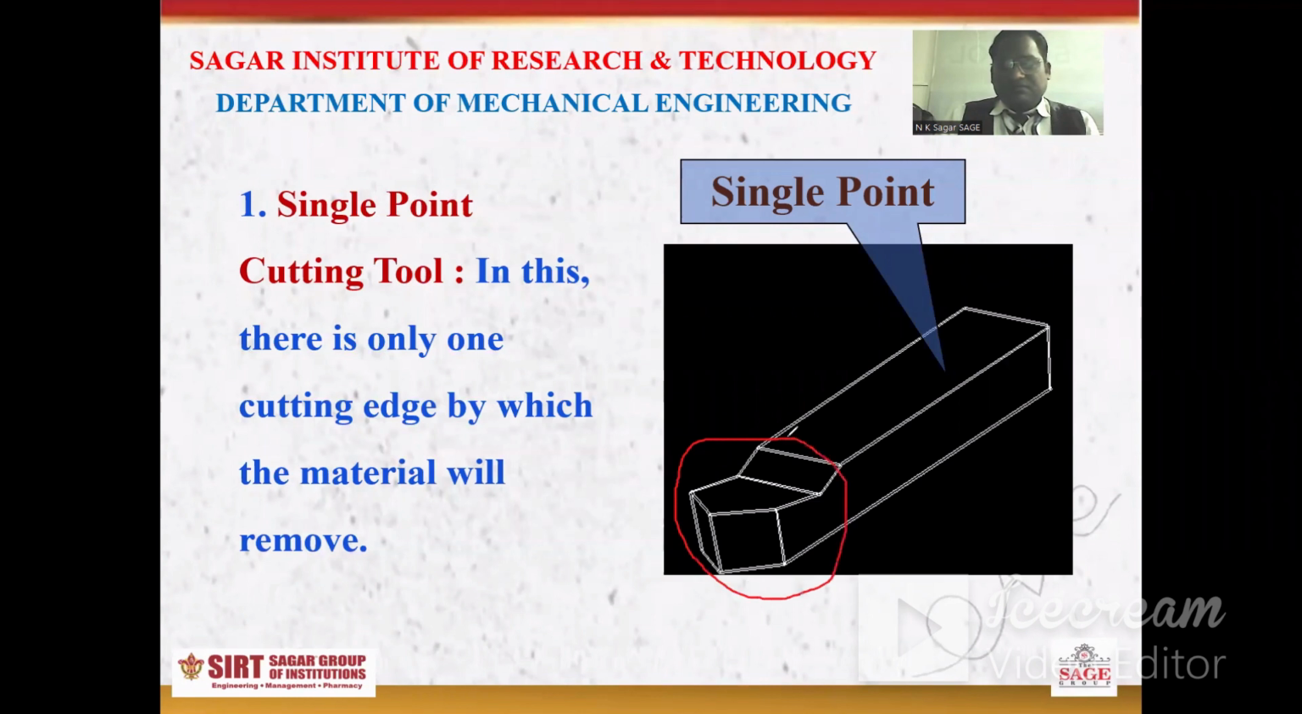This part is known as the cutting point because this part has cutting edges and other features, and those features I will discuss in the coming lectures. This is the main part of the cutting tool. This is known as a single point cutting tool. So once again, I repeat the definition: a single point cutting tool is the tool in which there is one cutting edge that is responsible for the removal of excess material from the workpiece.